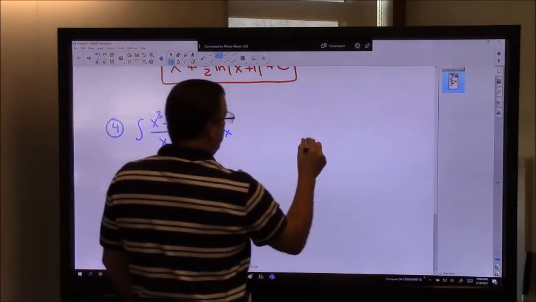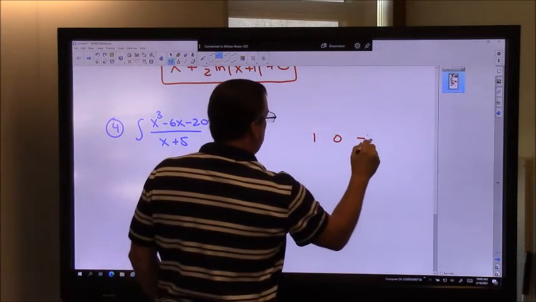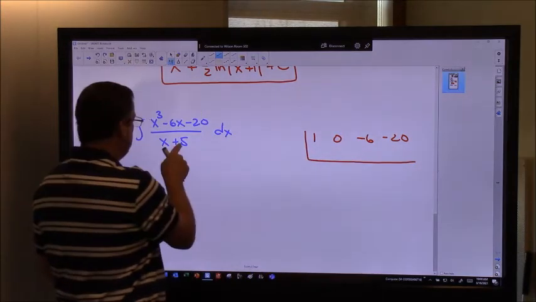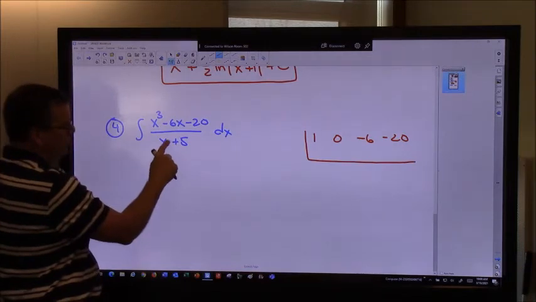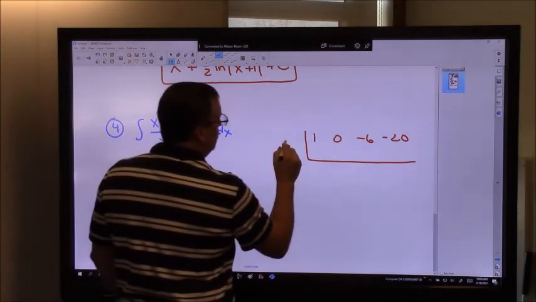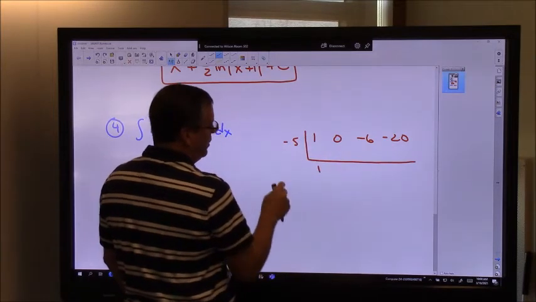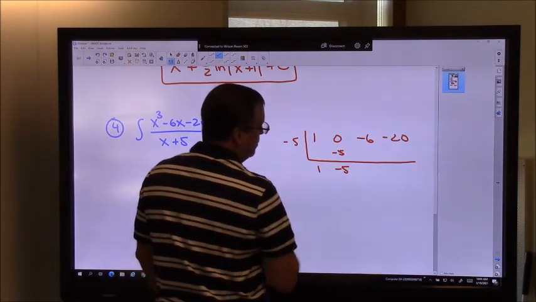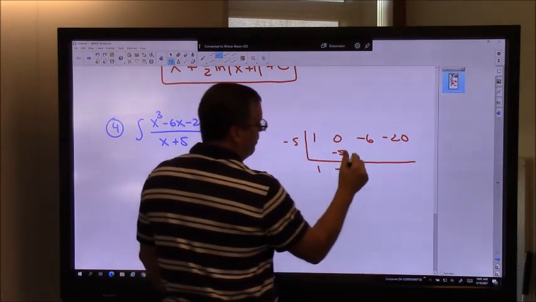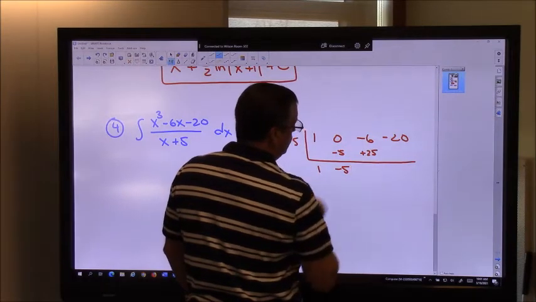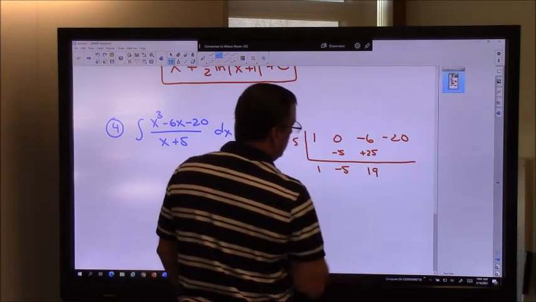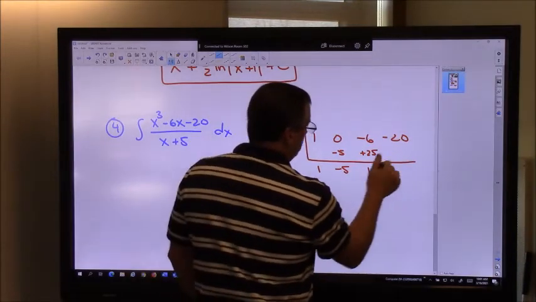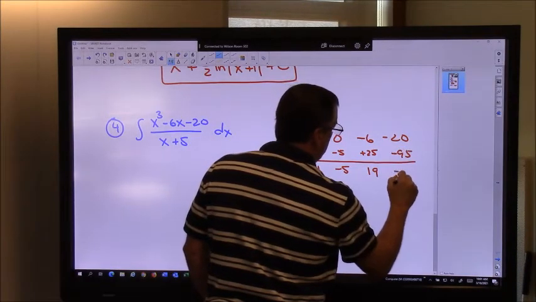So if I write down my coefficients, 1, 0, -6, -20, and I'm dividing by x plus 5, that means I want to use whatever makes this equal 0. So -5. So you bring down the first number, multiply, you get -5, add these up, multiply here, you would get positive 25, add those, you would get 19, multiply here, you get a negative 95, add these, you get a negative 115.